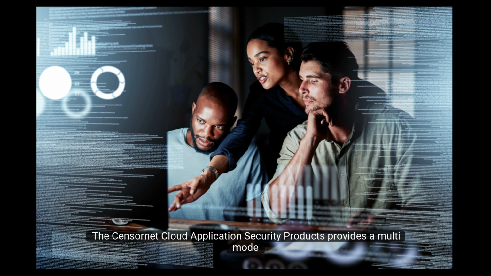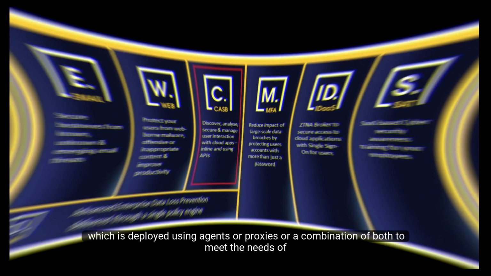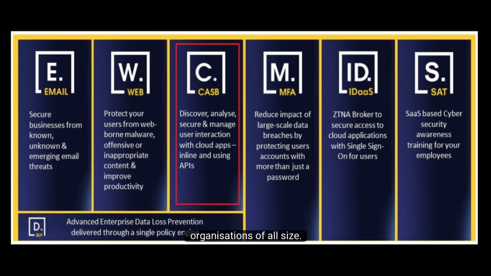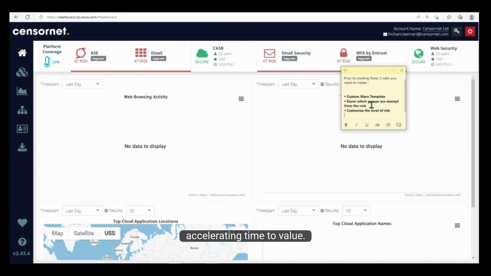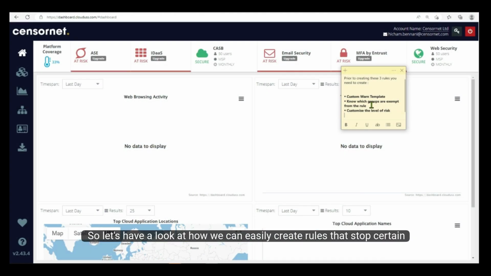The Censornet Cloud Application Security product provides a multi-mode solution as part of the unified security service platform. We'll talk more today about inline mode, which is deployed using agents or proxies or a combination of both to meet the needs of organizations of all size. This flexible architecture significantly reduces the effort involved in implementing and managing the solution, accelerating time to value. So let's have a look at how we can easily create rules that stop certain functionalities in your unsanctioned apps.